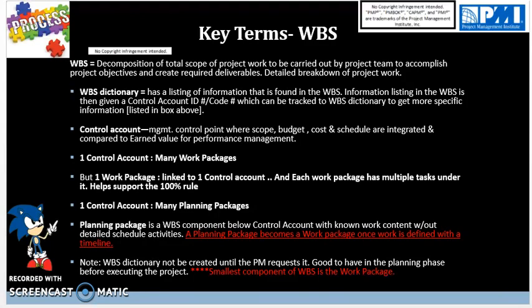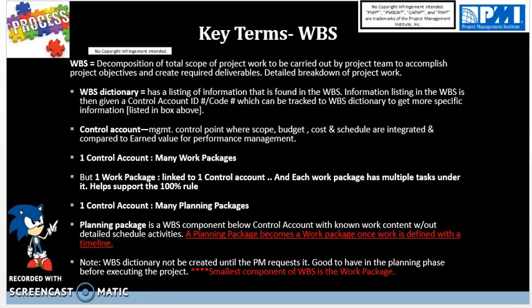Next, the other important piece is that one work package is linked to one control account, and each work package has multiple tasks under it, and this helps emphasize and support the 100% rule. One control account can also have many planning packages. Keep in mind that a planning package is a WBS component below the control account with known work content without detailed schedule activities. A planning package becomes a work package once work is defined with a timeline.